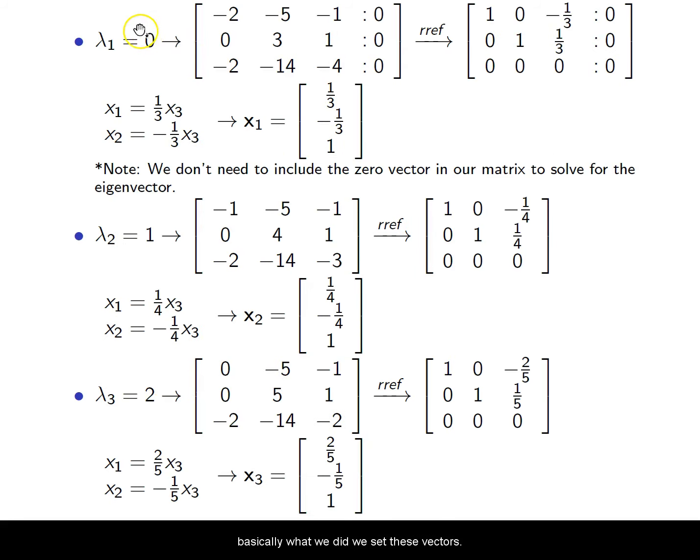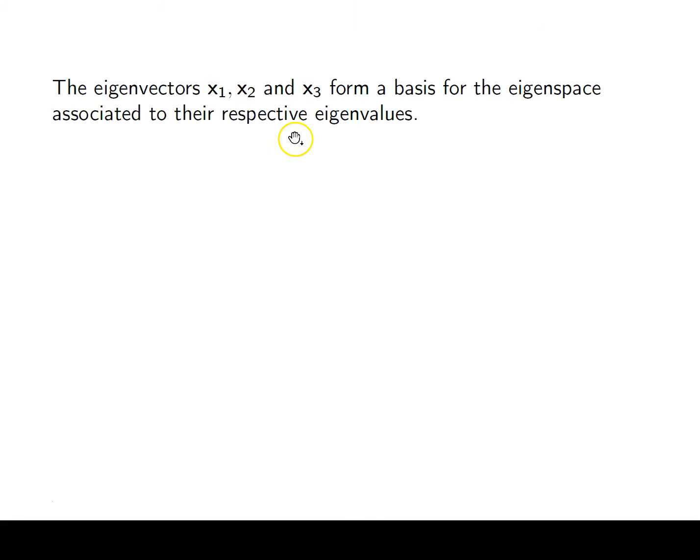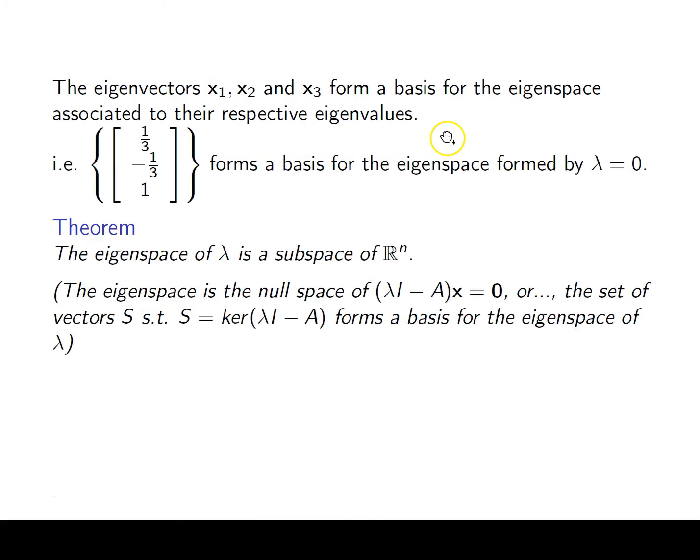We set these matrices equal to 0, and we found the form of the vectors that get sent to 0. The things that get sent to 0 are all vectors that look like this, all constant multiples of vectors like this. So this is a basis for the null space of that particular lambda I minus A, right? Another way of saying that is it's the set of vectors S such that S is equal to the kernel of lambda I minus A.